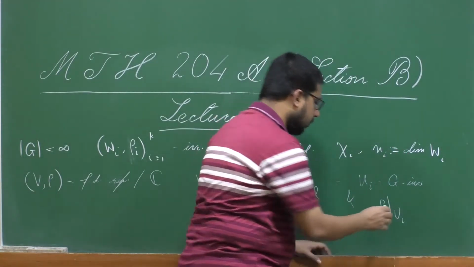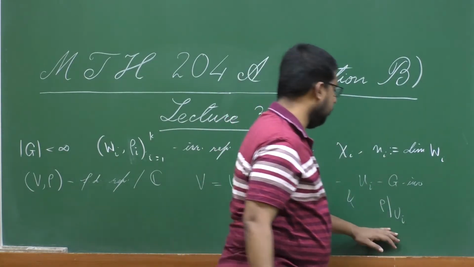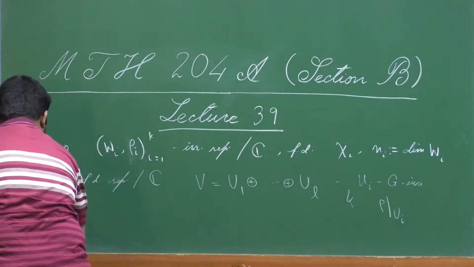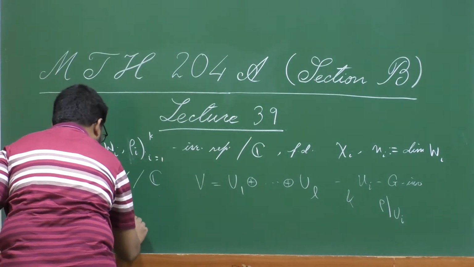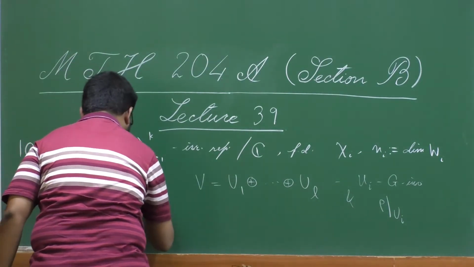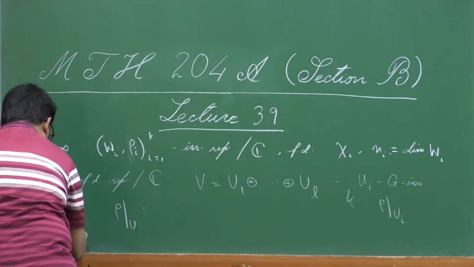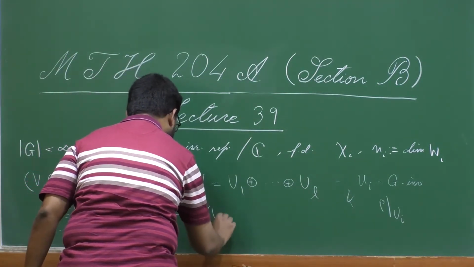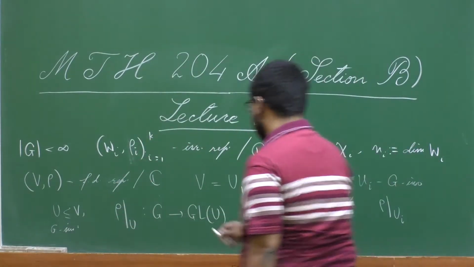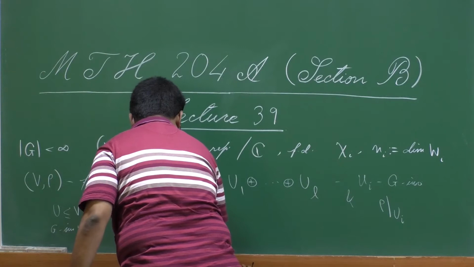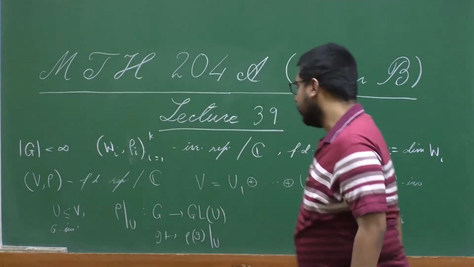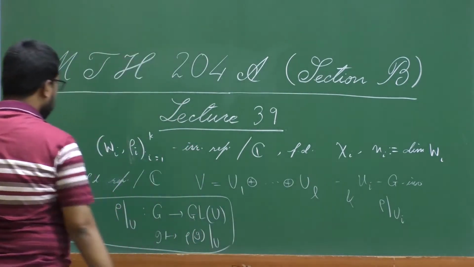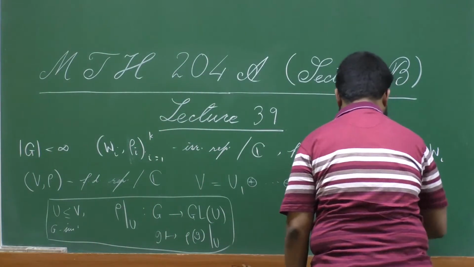From now onwards, at least in this course, whenever we have a subspace, let us say U is a G-invariant subspace of V, then by rho_U I mean the subrepresentation of rho, defined as rho(g) restricted to U. So this is the general notation which I will be using in this course.